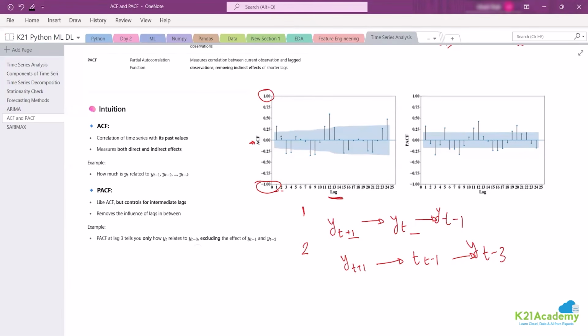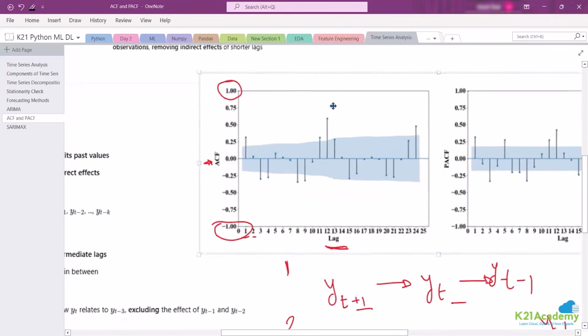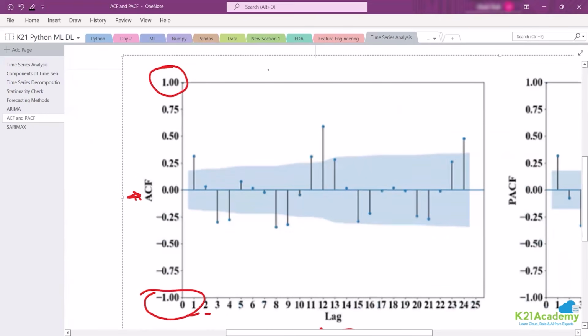Now the ACF and PACF plots will give us plots which look like lollipops. There is also a confidence interval present like this. Now we need to skip the first one, because in the first lag it is correlating with itself only. If we are checking the yt value, then it will be correlating with the yt value only.